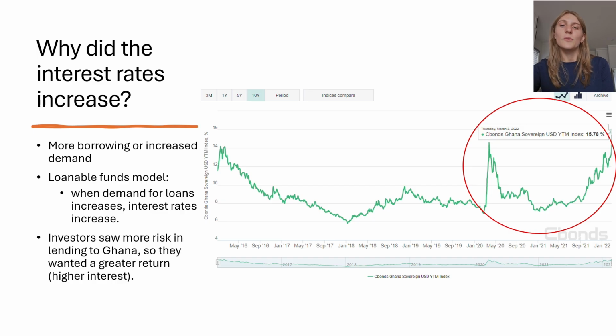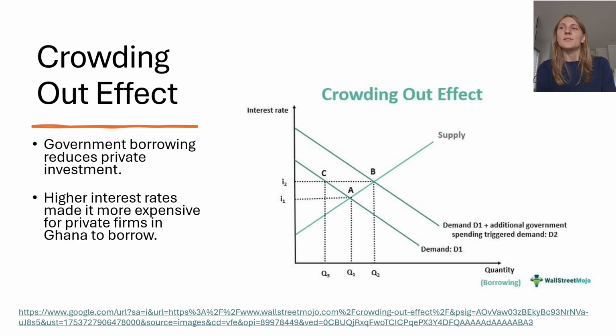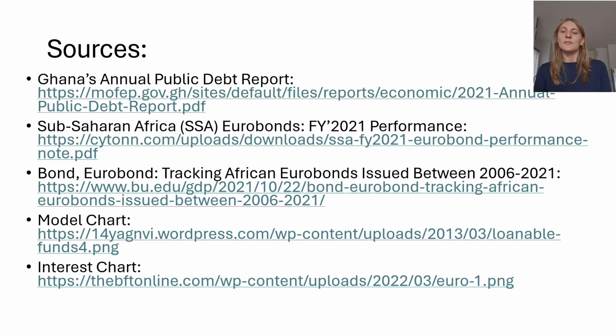Global investors saw more risk in lending to Ghana because the country already owed a lot of money, so they wanted a higher return, which is a higher interest rate. And higher interest rates can hurt private businesses too, because now they have to compete with the government to borrow money, and it ends up being more expensive, which is the crowding out effect, where government borrowing reduces private investment ability.